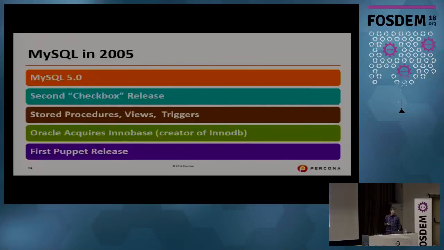Now, in 2005, we got MySQL 5.0, which I would call the second checkbox release, which added stored procedures, views, and triggers, but it wasn't very well integrated, I would say, right? You would get triggers, and they wouldn't quite mix with replication well, and all this kind of stuff. But hey, you know what? We got a lot of checkboxes in MySQL 5.0. It almost looked like an enterprise database at that point. But another important change to MySQL came when Oracle acquired Innobase, the creators of InnoDB.